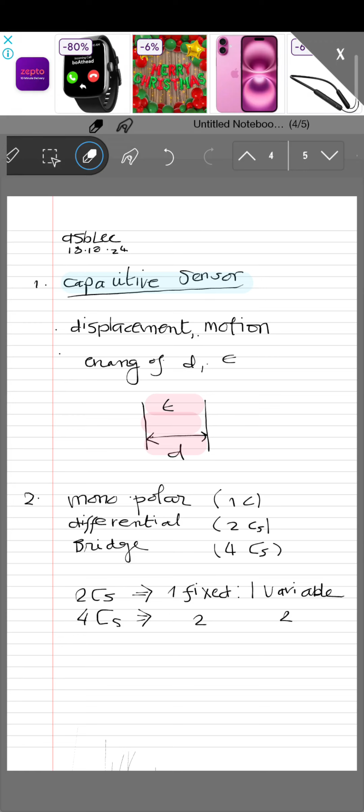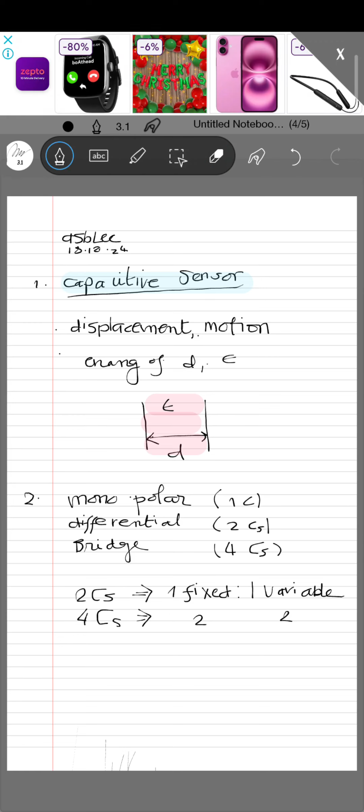Hello students, in this lecture we are going to discuss capacitive sensors. Capacitive sensors are mainly used to detect any sort of displacement or motion. They can be associated with other forms of change of parameters like pressure and temperature, but their ultimate use is for detection of movement or displacement.